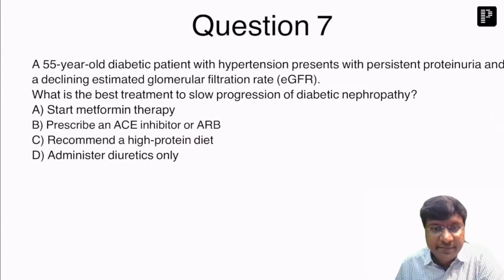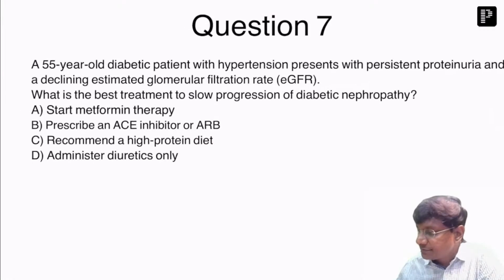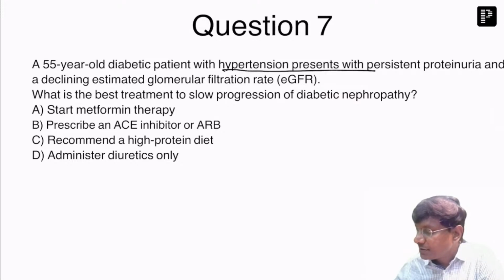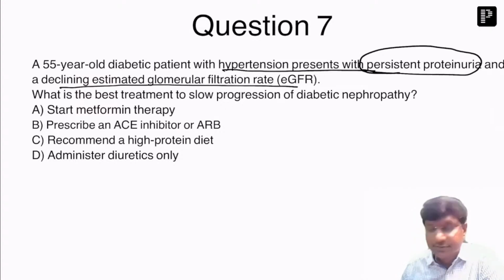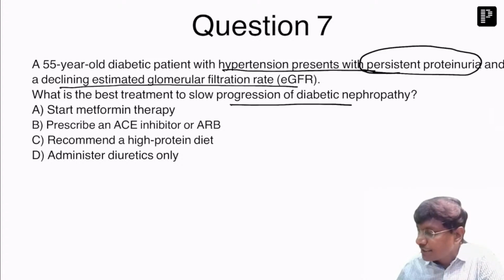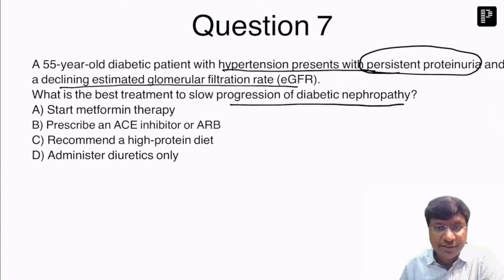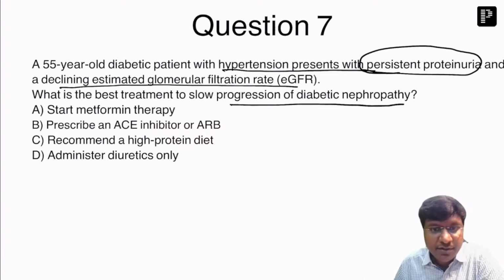A 55-year-old diabetic patient with hypertension presents with persistent proteinuria and a declining EGFR, right? Persistent proteinuria and declining estimated GFR. What is the best treatment to slow the progression of the diabetic nephropathy? Start metformin, prescribe ACE inhibitors, recommend a high protein diet, administer diuretics only.